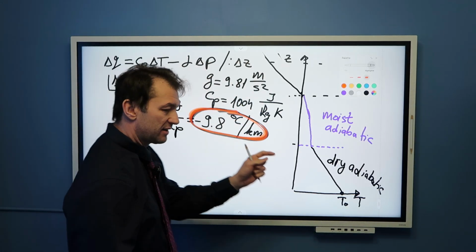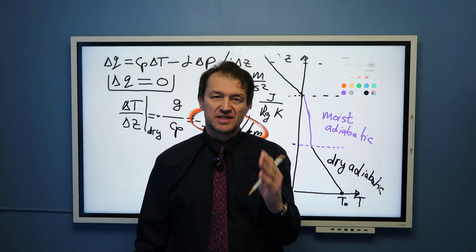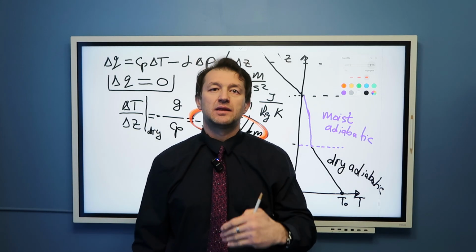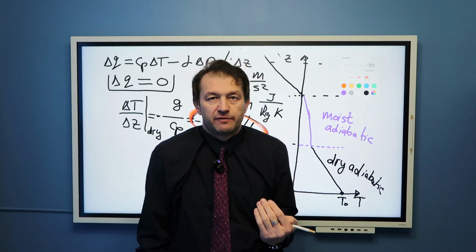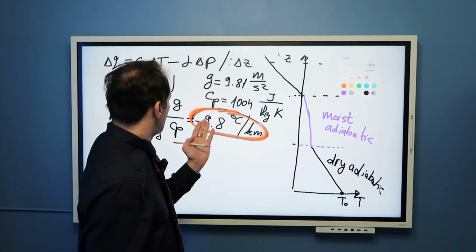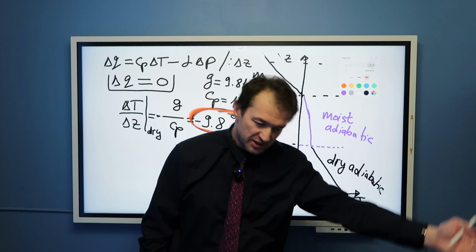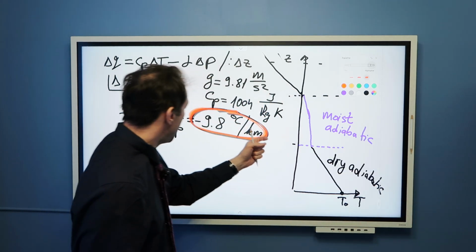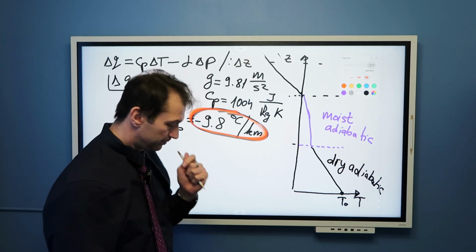Why is it so exact? Well, it is exact because the process is adiabatic. There is no heat being added or removed, and the composition of the parcel of air doesn't change. So it is always 78% nitrogen, 21% oxygen, and whatnot. So this has to be constant, therefore.